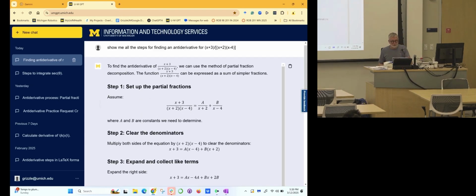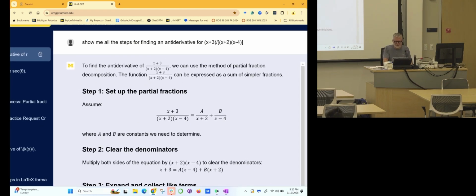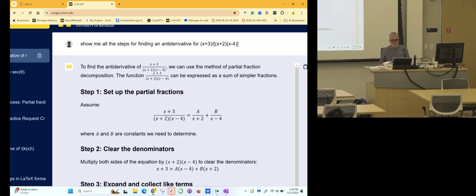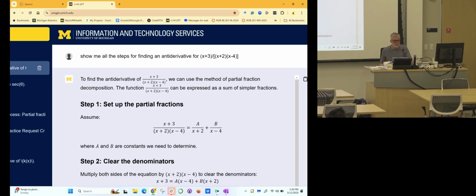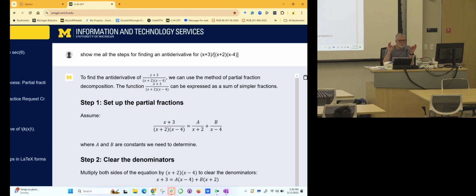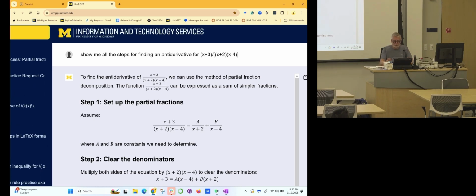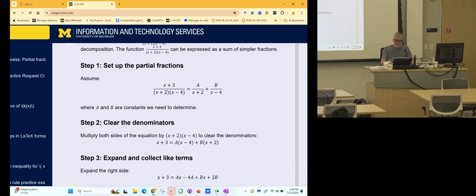Okay, so I said, show me all the steps for finding an antiderivative for x plus 3 over x plus 2 times x minus 4. U of M GPT. Notice that I said, show me all the steps. If you don't want the steps, just say, give it to me, and it just jumps to the answer, okay? So you can do the same thing in Wolfram Alpha Pro that you got. And look what it does.